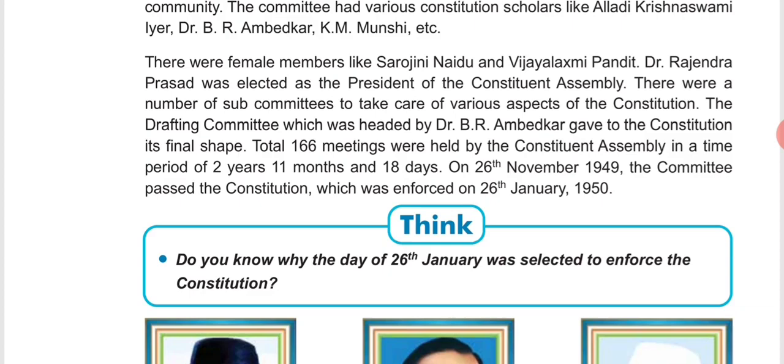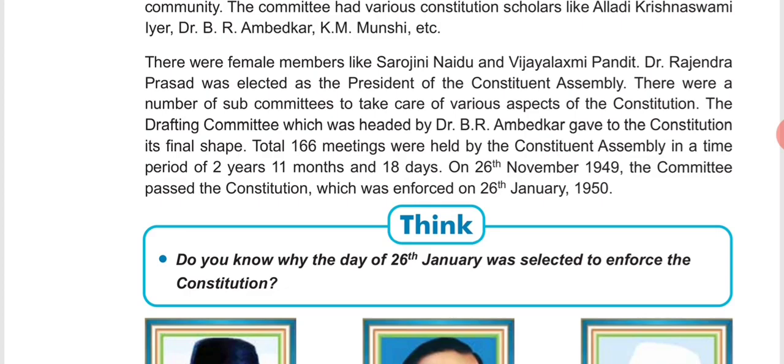Then Dr. Rajendra Prasad was elected as the president of the Constituent Assembly. As I have told, the Constituent Assembly was a body formed with a group of people to form the constitution. So for that assembly, its head was Dr. Rajendra Prasad, right? He was made the president of the Constituent Assembly.